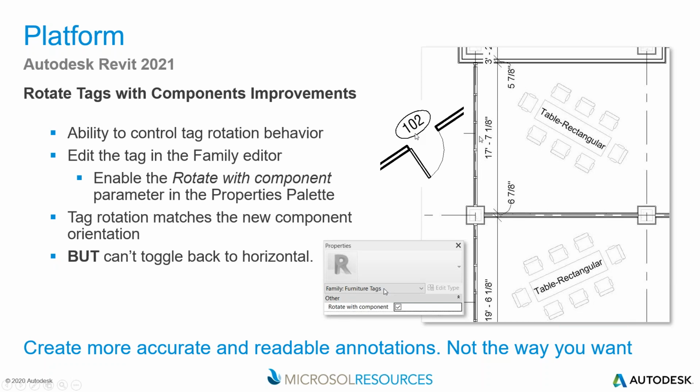Andre was furious when he found out about this feature because he wanted it so bad, and it just requires a little bit extra work. You have to actually go into the family editor and enable the rotate with component. But that means that it's always going to be rotating with a component, and it's never not going to be rotating with the component. So which do you want? Do you want them all to be rotated, or do you want some to be rotated? So new feature, create more accurate and readable annotations, but not the way you want.